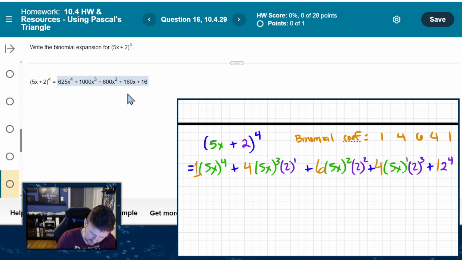I'm going to keep my colors going here so that we can see. All I'm going to do is just rearrange. And my 5x to the fourth, we can distribute exponents across multiplication. You heard me say earlier how some students will try to distribute the fourth across addition. That is a no-no.